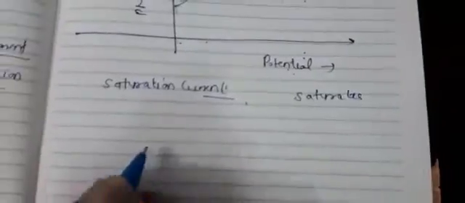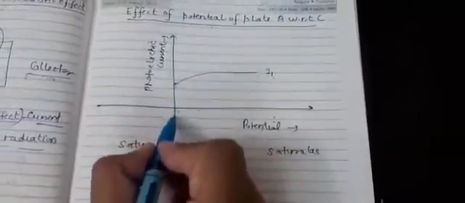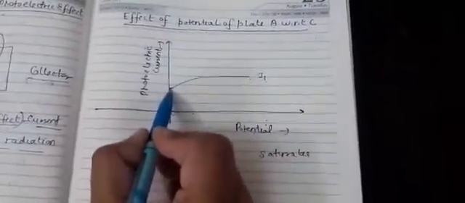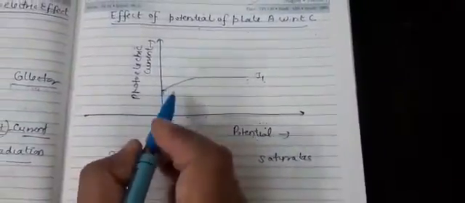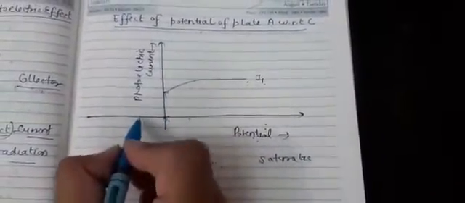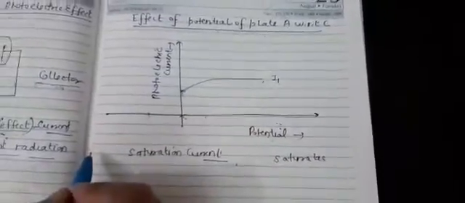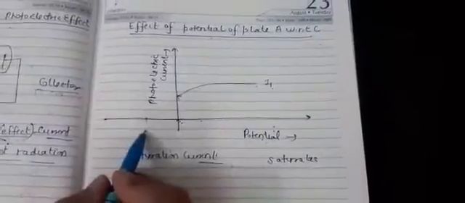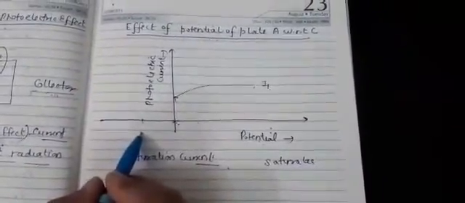Now to reduce this photoelectric current to zero, मान लो अगर हमें इस करंट को जीरो करना है, क्योंकि basically zero potential पे तो कुछ current की value है. अब अगर हम इस photoelectric current को zero पर reduce करना चाहते हैं, तो हमें क्या करना पड़ेगा, हमें यहाँ पे कुछ negative potential apply करना पड़ेगा. So now here we will apply some negative potential on plate A with respect to C.